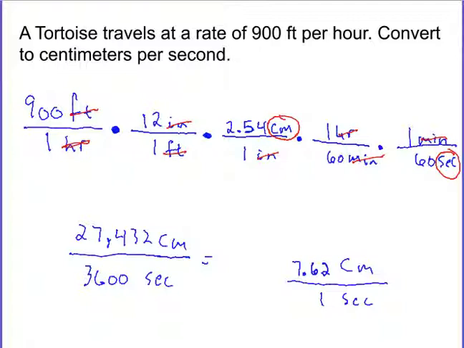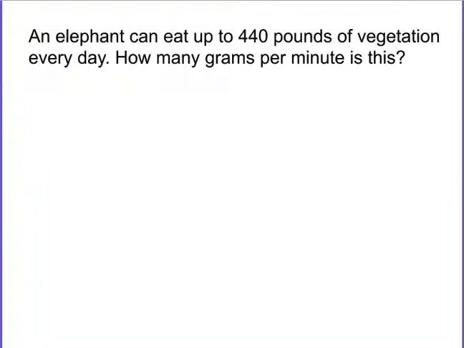Okay. Last example we'll do. We're going to look at an elephant can eat up to 440 pounds of vegetation every day. That's a big salad. Right there, 440-pound salad is what an elephant eats every day. How many grams per minute is this? So I've got a couple of conversions again to make. First of all, set up 440 pounds over 1 day.